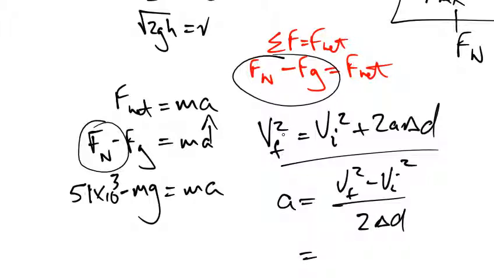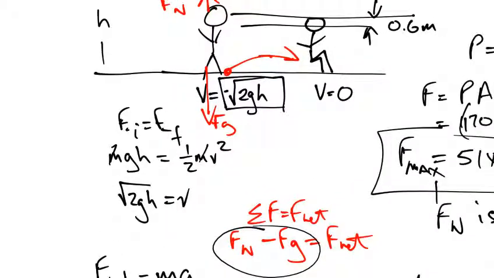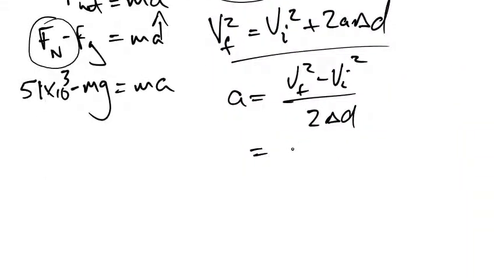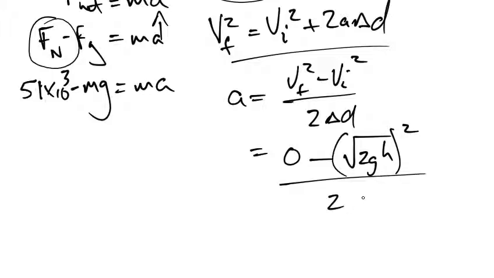Now, what's my final velocity? Well, my final velocity is here, and my initial velocity is here. So I'm going to go acceleration 0 minus root 2gh all squared all over 2 times delta d. That's just going to equal... technically speaking, I suppose we should put a negative in there for the velocity because it's down, but not a big deal because we're going to square it.